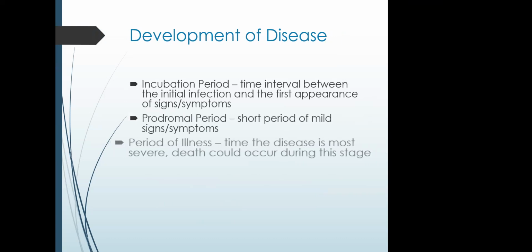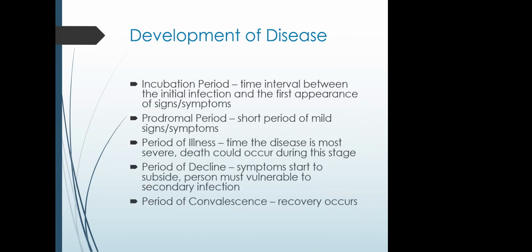All right, so you want to know the 5 stages of development of disease. Make sure you know these 5 stages in the correct order, and then you want to know what happens in each stage.